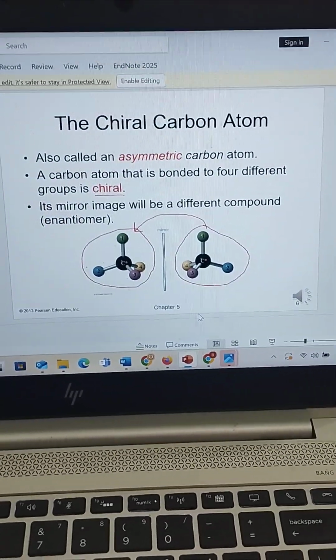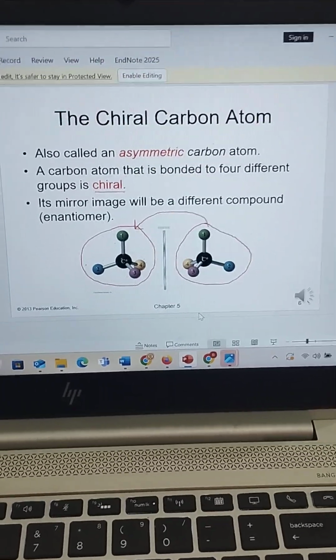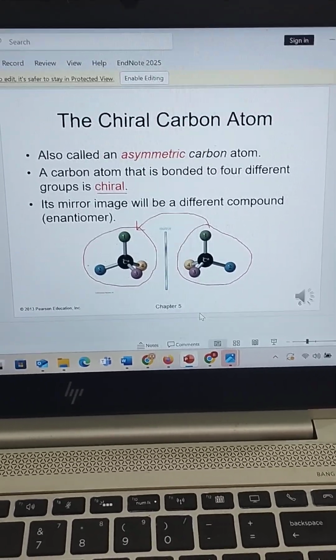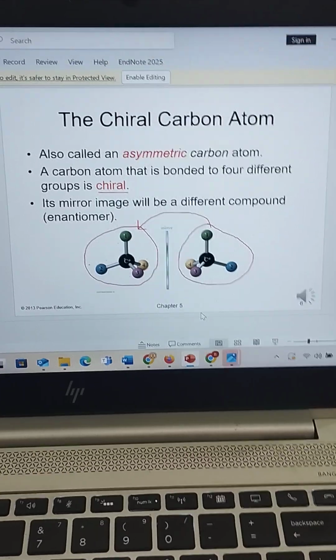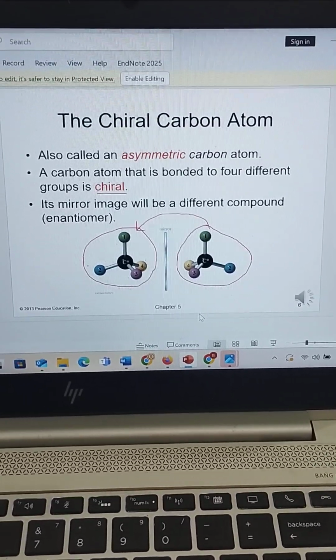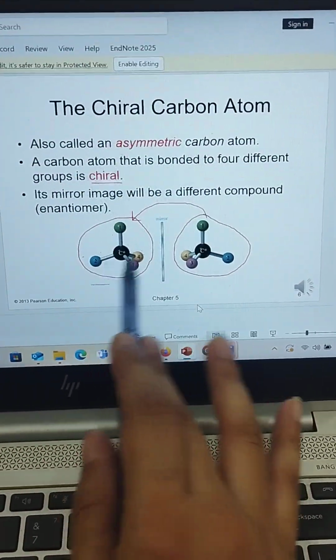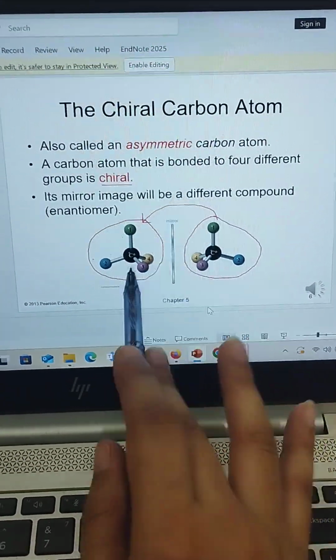And the next is the chiral carbon atom. About the basic definition, we also call the chiral carbon an asymmetric carbon atom. A carbon atom that is bonded to 4 different groups is chiral. Its mirror image will be a different compound. So if its mirror image is a different compound, then we will call it the enantiomer.